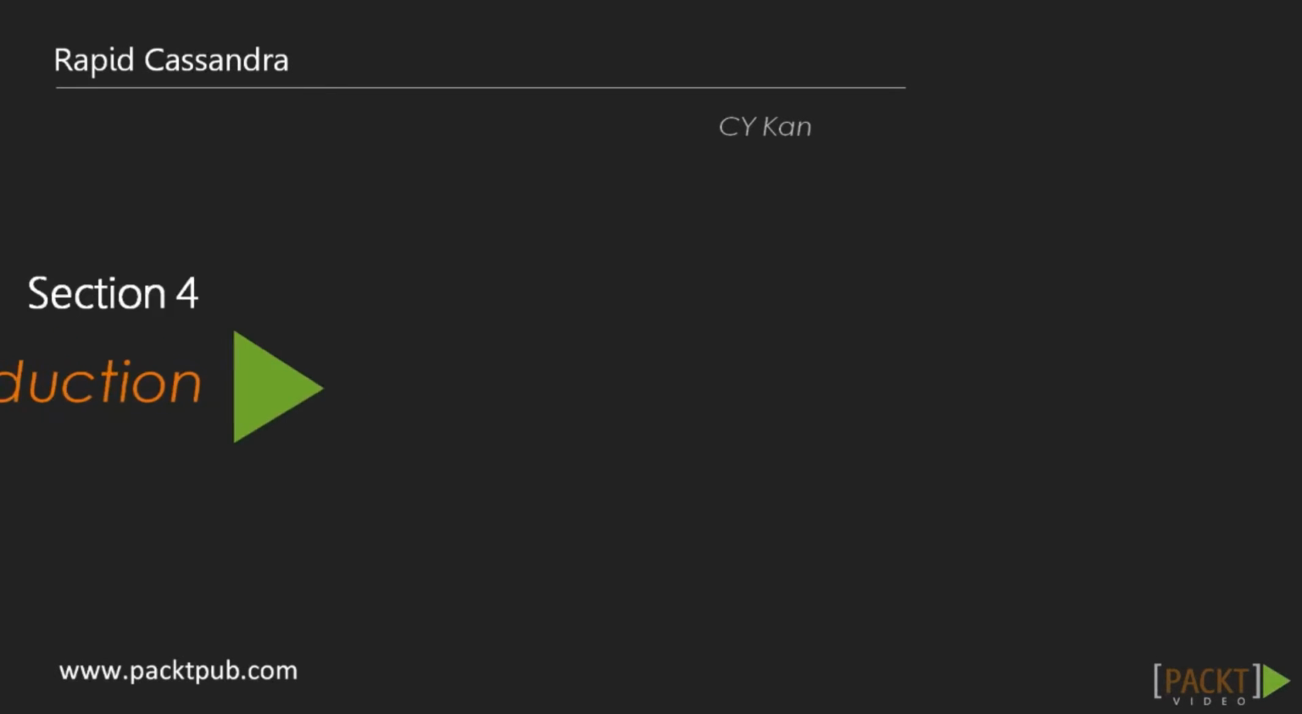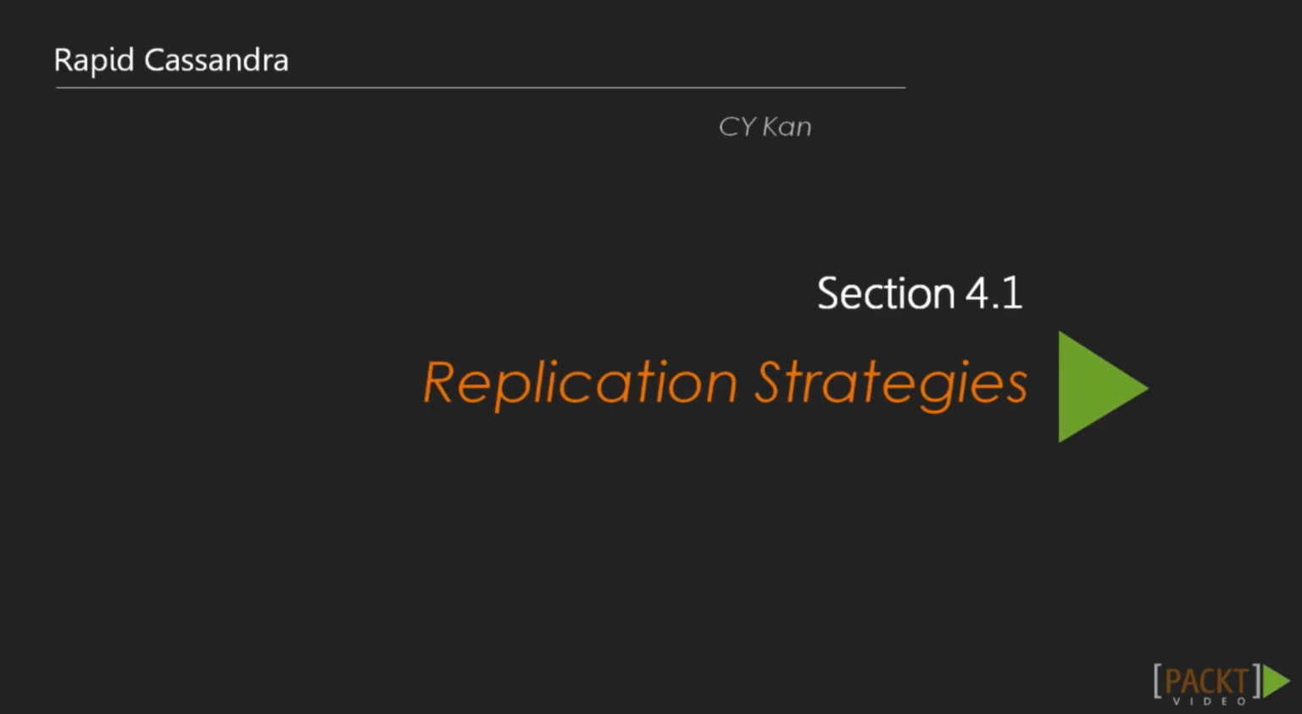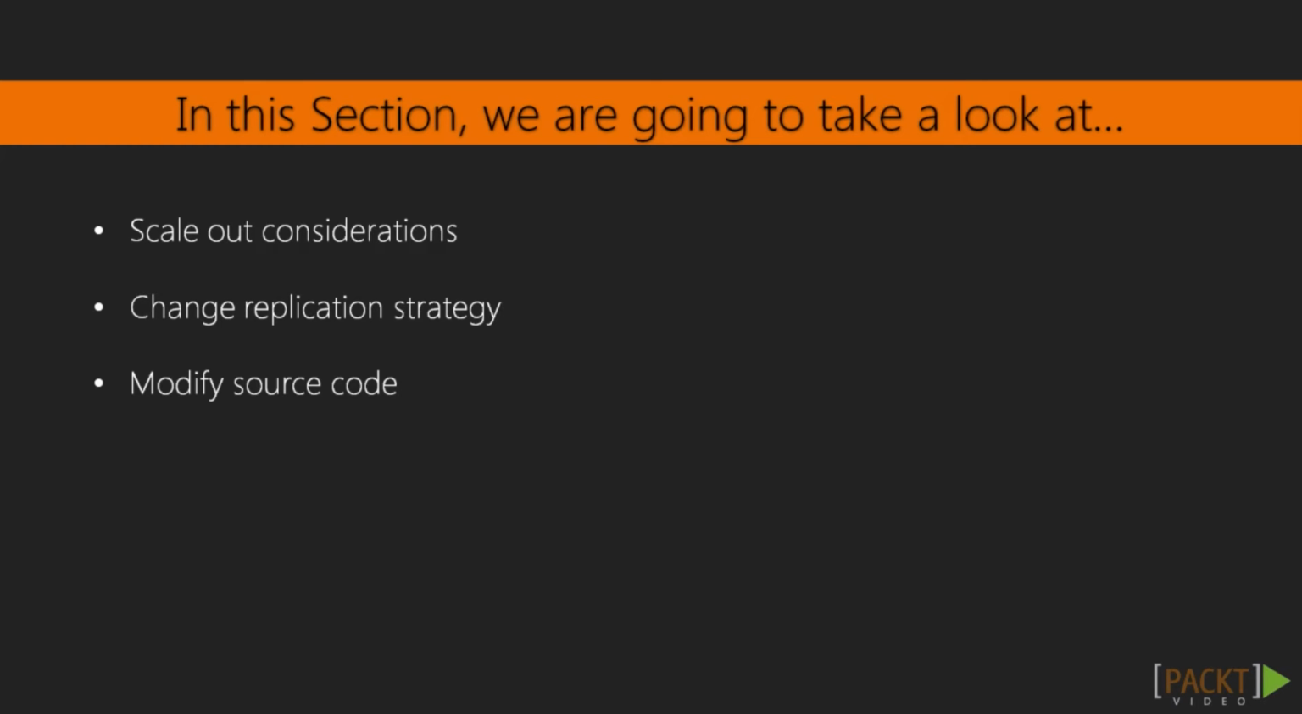Welcome to the Rapid Cassandra e-learning course, Section 4, Deploying to Production. In this section, we'll expand the single-node cluster done in the last section to a multi-node production cluster. The first thing to consider when migrating a development cluster to a production one is replication strategy. We're going to choose the appropriate replication strategy for Cassandra Trader. Then we'll actually expand the cluster with the planned settings, as well as migrate the data to the cluster. And we'll modify Cassandra Trader source code to connect to the cluster.